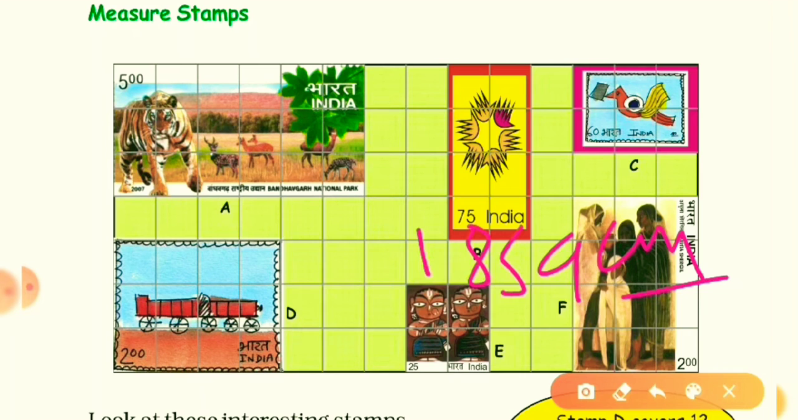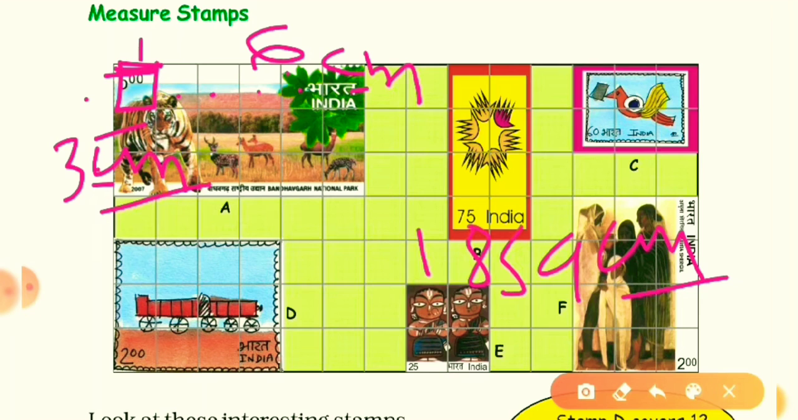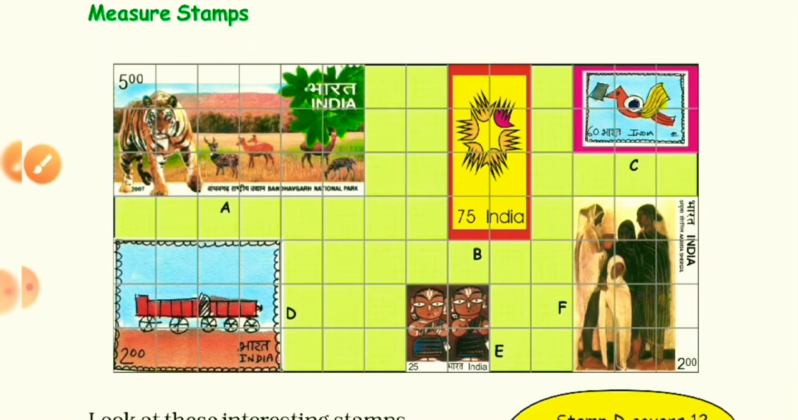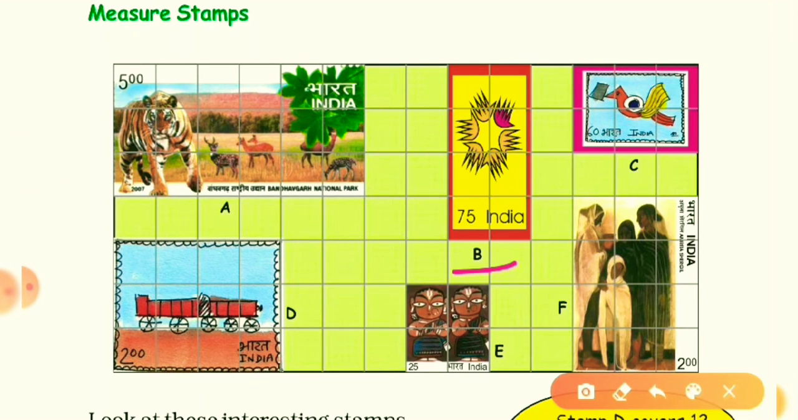Let me help you. As it is told that one side of 1 square is 1 centimeter, right? So how many squares total? That is horizontally. Count it. 1, 2, 3, 4, 5, 6. It means 6 centimeter. This is the length. And what is the breadth? 1, 2, 3. So 3 centimeter is the breadth. So 6 times 3 is 18. So you can write 18 square centimeter, as I told you. Okay. Now you will find the area of all these stamp tickets. Let's find it quickly. So now come to B.